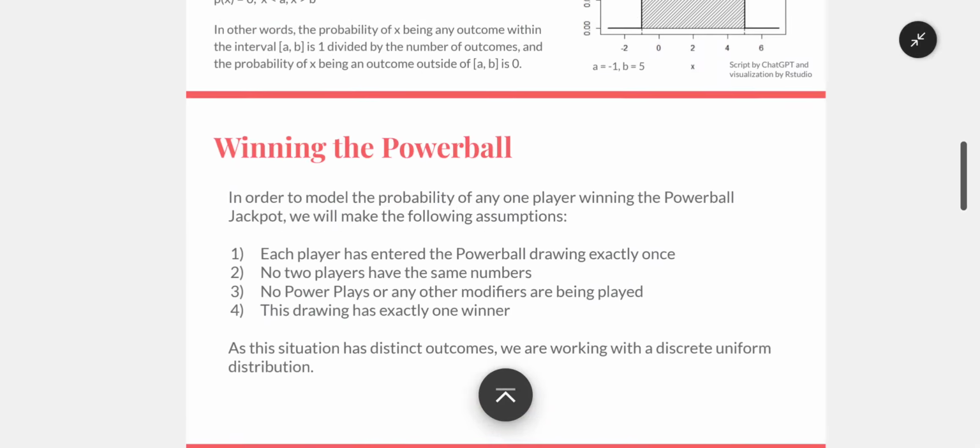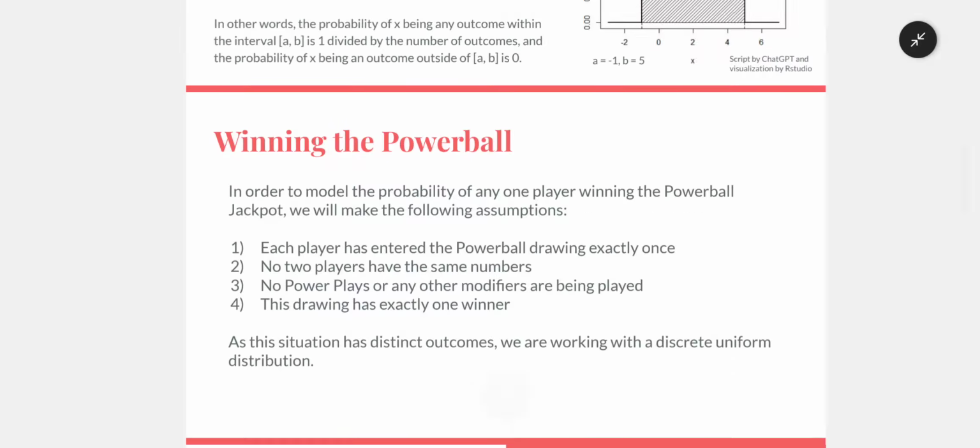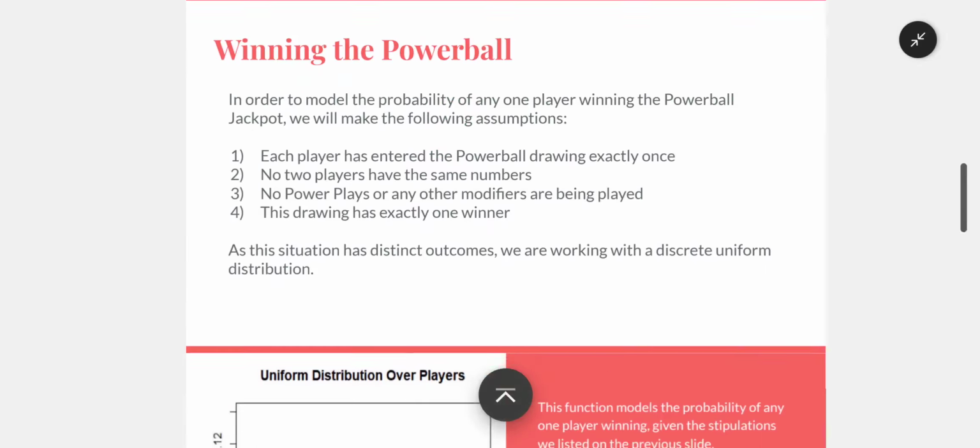So, an example, this is now going to be a discrete distribution, winning the Powerball. In order to model the probability of any one player winning the Powerball jackpot, we will make the following assumptions. Number 1, each player has entered the Powerball drawing exactly once. No two players have the same numbers. No power plays or any other modifiers are being played. And this drawing has exactly one winner. As this situation has distinct outcomes, we are working with a discrete uniform distribution.